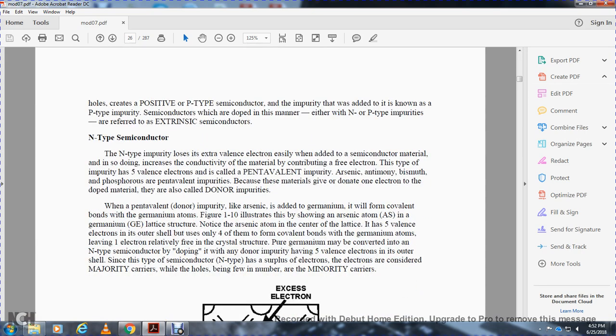The N-type semiconductor. N-type impurities allow extra covalent electrons to be contributed easily when added to the semiconductor material. In so doing, they increase the conductivity of the material by contributing free electrons. This type of impurity has 5 valence electrons, so it is called a pentavalent impurity. Arsenic, antimony, bismuth, and phosphorus are pentavalent impurities. Because these materials donate one electron to the doped material, they are also called donor impurities.